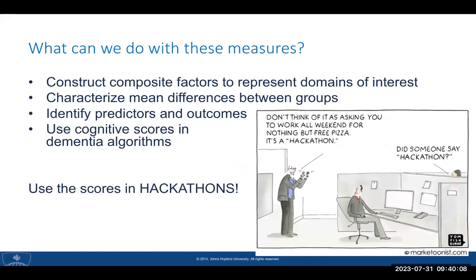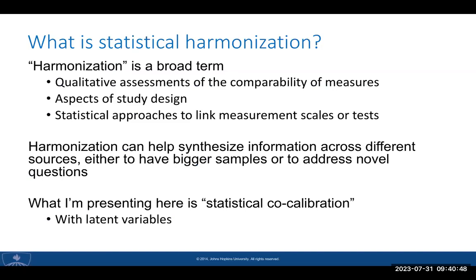What can we do with these harmonized measures of cognitive performance? I'm talking about general cognitive performance, but also cognitive performance representing specific domains that I talked about, namely executive functioning and memory and language ability. We can construct these composite factors that represent our domains of interest. We can characterize mean differences between groups. We can identify predictors and outcomes using these measures. We can use the cognitive scores in dementia algorithms. We can use these cognitive scores for hackathons. Of course.